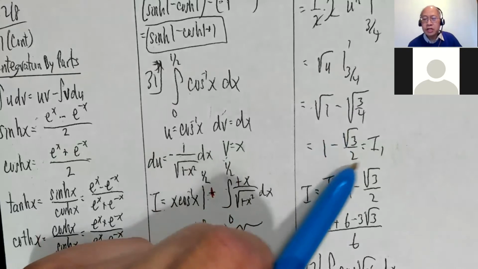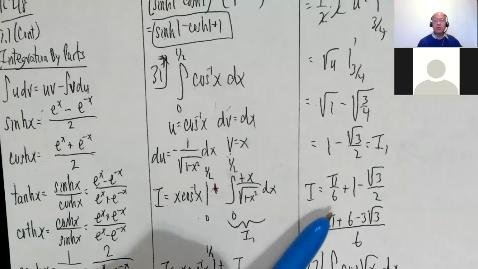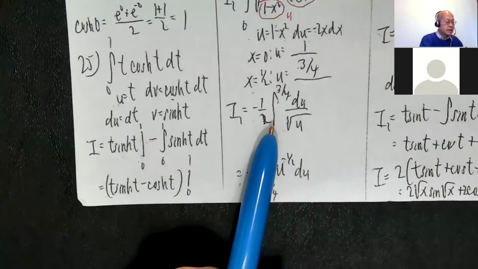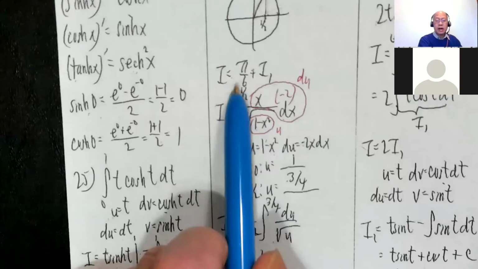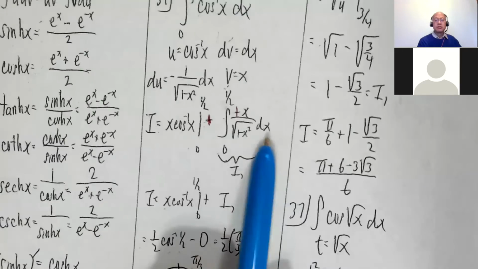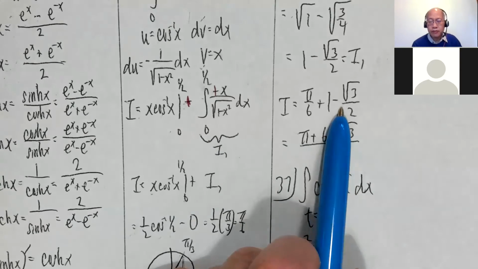All of this is my I1. So that I1 goes way back here. So I now have pi over 6 plus I1 as my final answer. So pi over 6 plus I1, 1 minus radical 3 over 2.